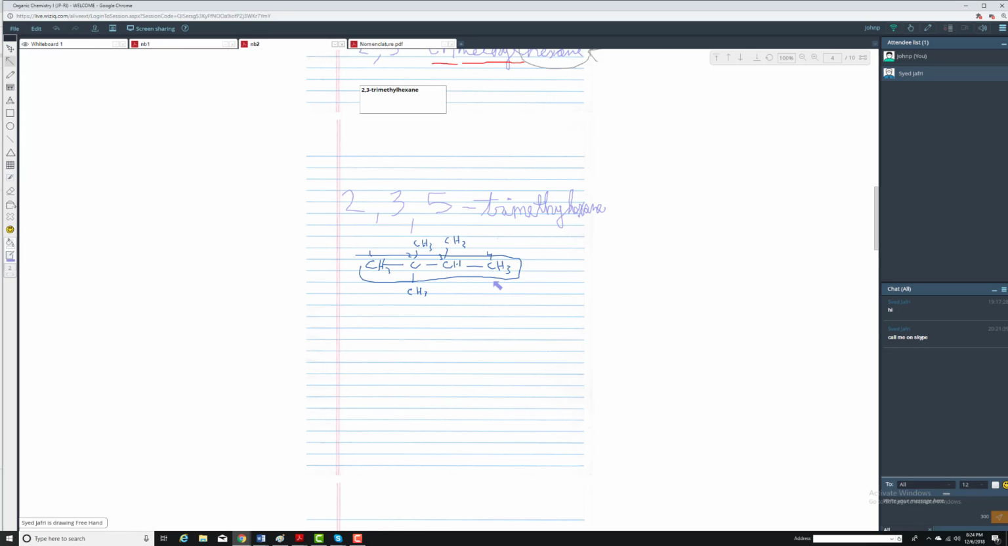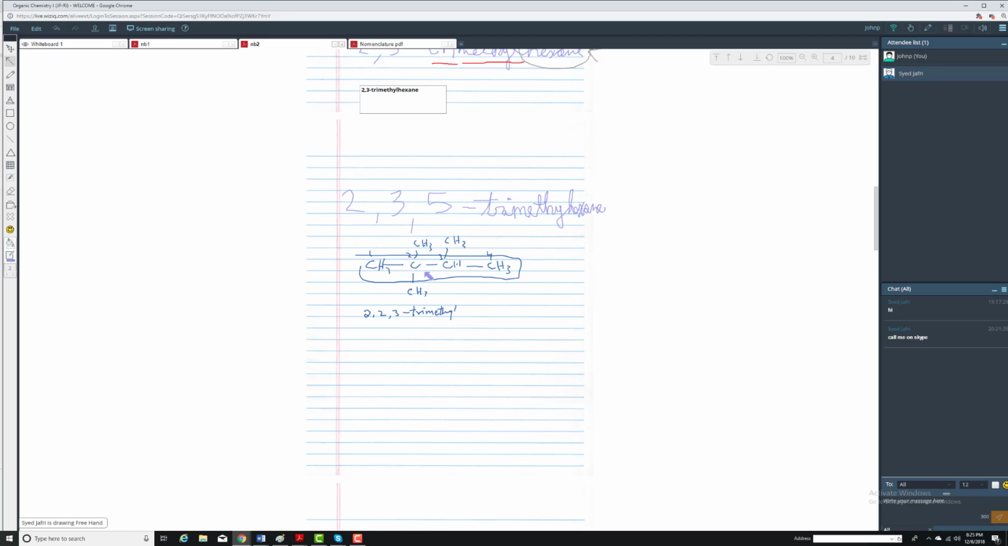Okay, that's correct. CH3, now CCH3. Now look here, you write 2 because both of them are at the same carbon. Now what will be the name? And then the last one is 3. Trimethyl because, as I told you, even if they are at the same carbon atom.